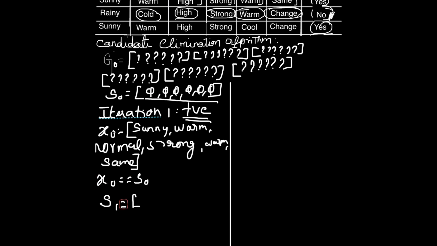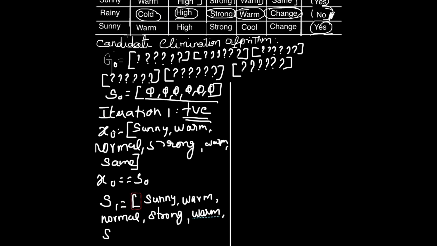As we already discussed this in the previous video on Find-S algorithm. S1 is nothing but sunny, warm, normal, strong, warm, and same. So now the generic hypothesis is nothing but the same as the previous hypothesis. Since it's positive, we will be updating only the specific hypothesis. And in iteration 2, we have to check the outcome, the second sample outcome.